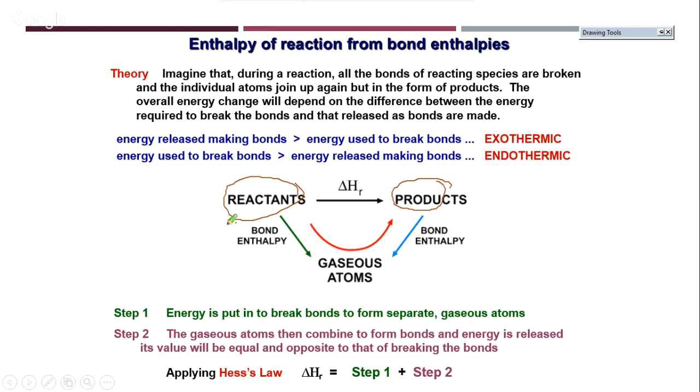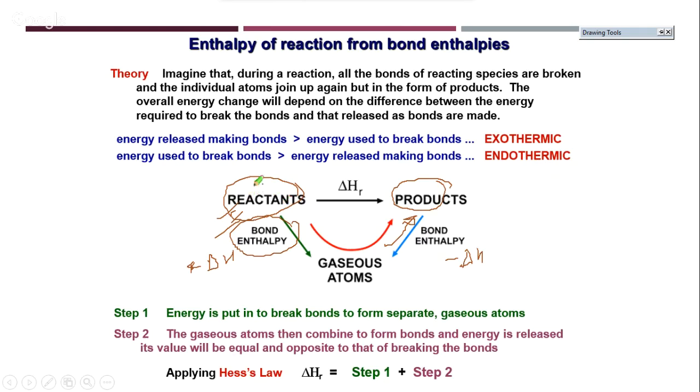Okay, the energy of reactants. Then it also means that I basically broke all of these bonds. So therefore I needed bond dissociation enthalpy here. And then I formed gaseous atoms, and from here I formed products. So I had a reverse of bond dissociation, which is basically bond enthalpy. Here the energy is given out and therefore there will be a minus delta H here, and here there will be a plus delta H.